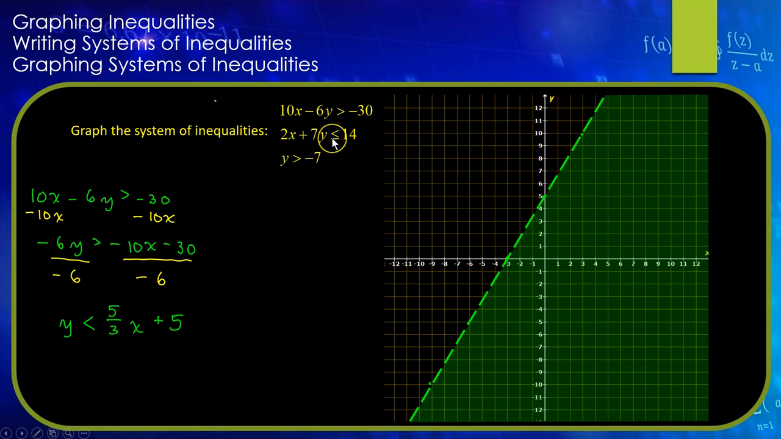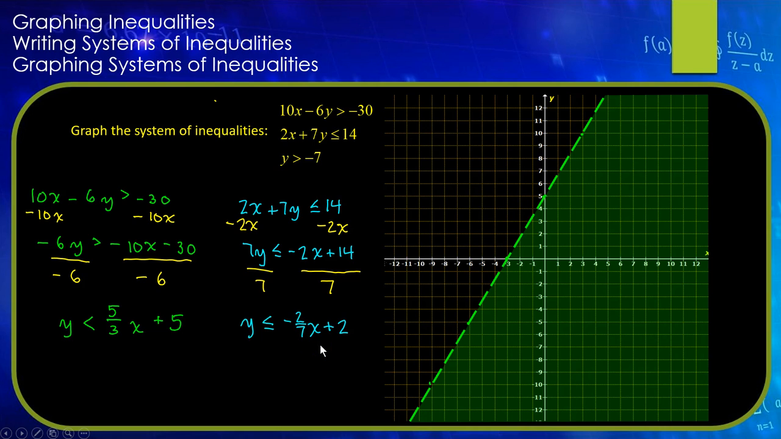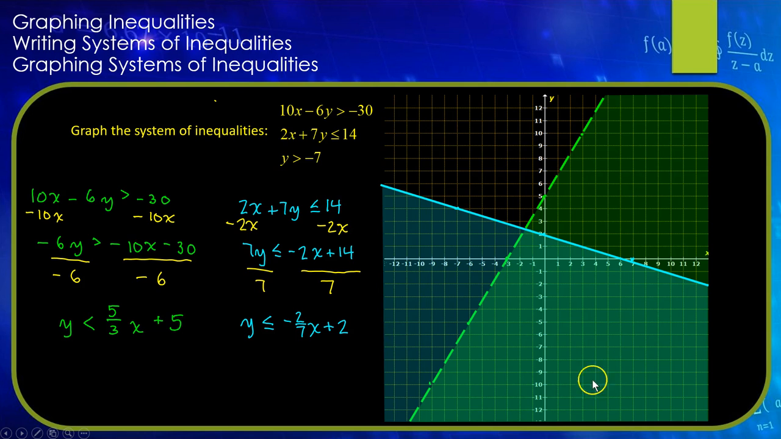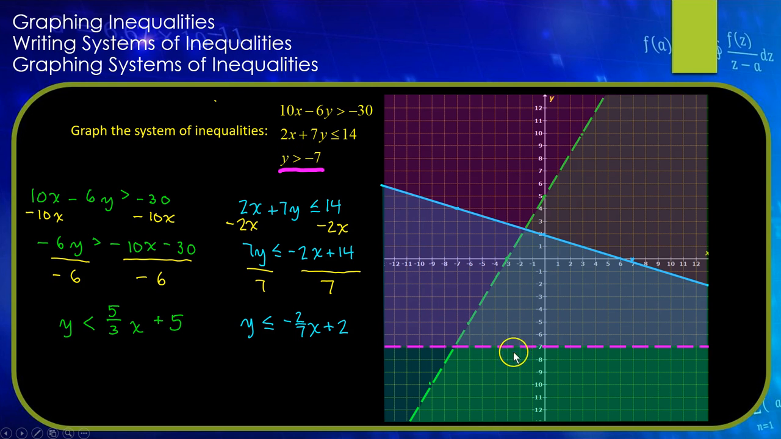2x plus 7y is less than or equal to 14. Again, I'm going to subtract 2x from both sides. And I'm going to divide both sides by a positive 7. There's no need to turn this around because I'm dividing by a positive. So I would have y is less than or equal to negative 2/7 x plus 2. So 2 as a y-intercept, down 2, right 7 for a slope. So it's going to kind of go in this direction. It's going to be a solid line. I'm going to shade below that. And then y is greater than negative 7. So y equaling negative 7 is a horizontal line at negative 7. Since I'm doing greater than, I'm shading above it.